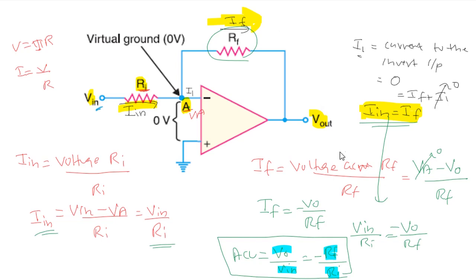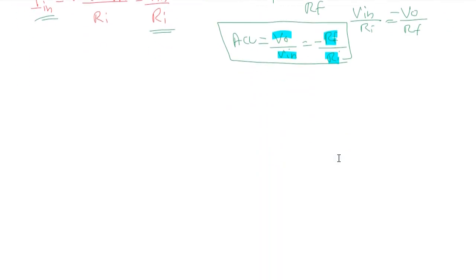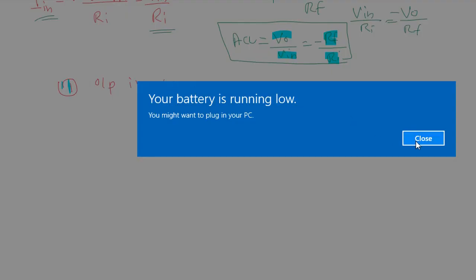Now there are certain things we have to point out. The first thing is we have a negative sign in the output. So what does this represent? The negative sign indicates that the output is inverted. The output is inversion of the input.